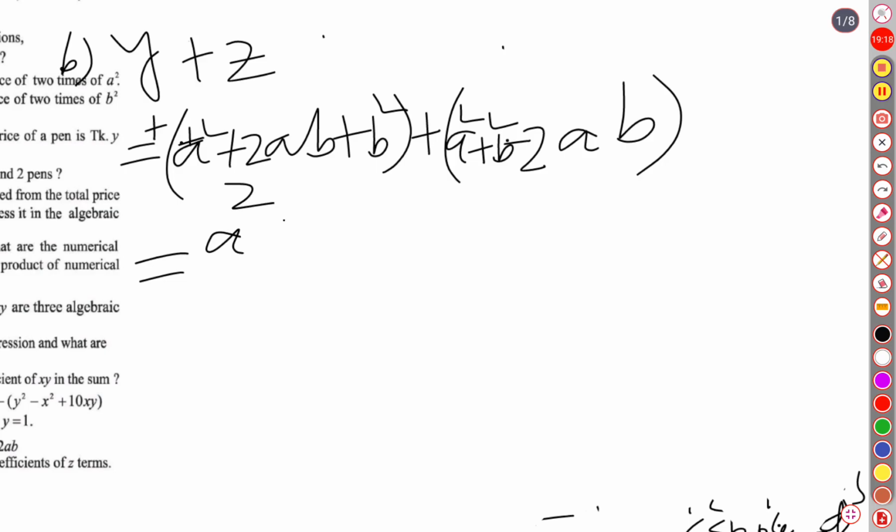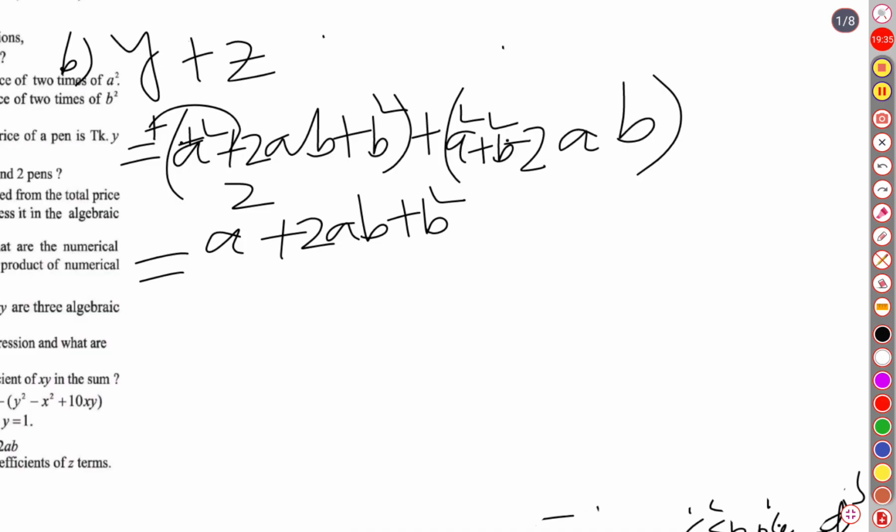Same goes for the second quantity. Symbols inside and outside are the same, so it will be plus. We are doing neither addition nor subtraction. It's just removal of the bracket. Then let's talk about the third term. The symbols are the same, so it will be plus b square.